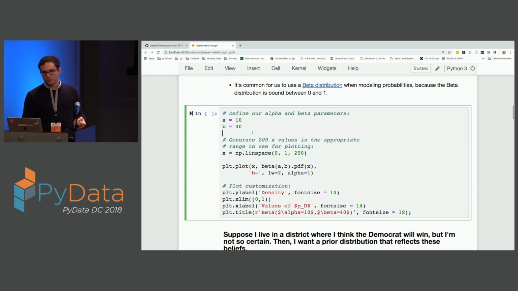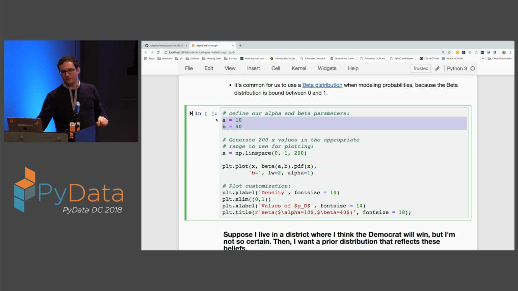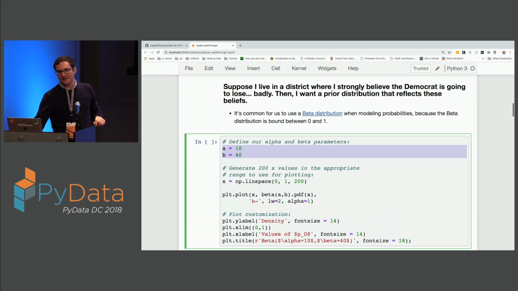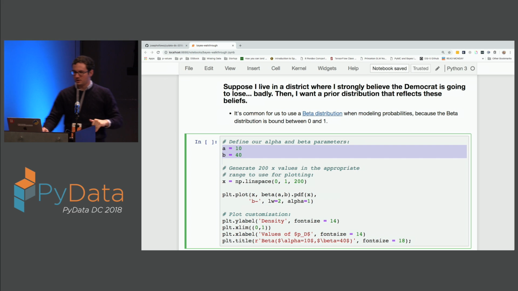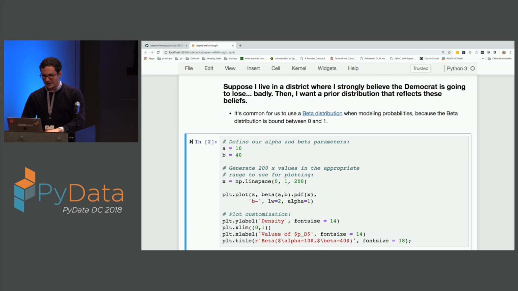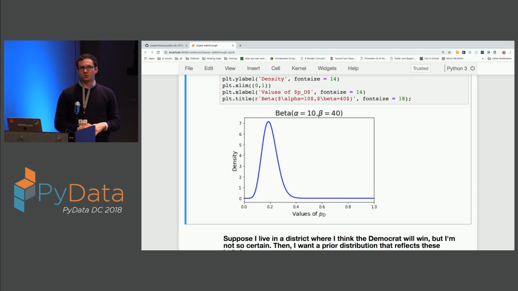So there are two numbers that we have to specify if we want to use that distribution. In this case, they are called A and B. I've already filled in this code for you. But if I think the Democrat is going to lose badly, I set A to be 10 and B to equal 40. I'm glossing over the details of how I picked those. But if you run this cell, you can see this distribution.